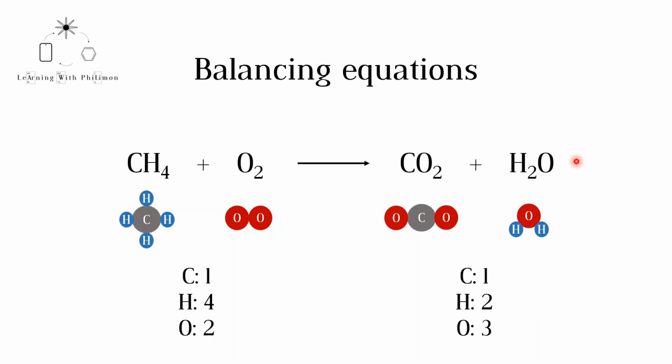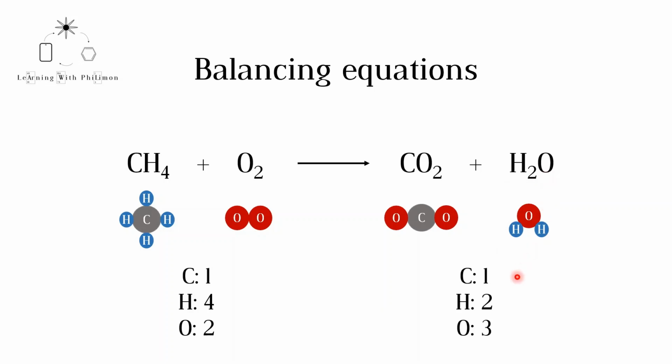In this type of question, you are given a chemical equation, but need to add coefficients so that the number of atoms is equal on both sides. You can start by counting the number of atoms of each element on each side. We have 1 carbon atom, 4 hydrogen atoms, and 2 oxygen atoms on the reactant side. We have 1 carbon atom, 2 hydrogen atoms, and 3 oxygen atoms, 2 from here and 1 from here, on the product side.